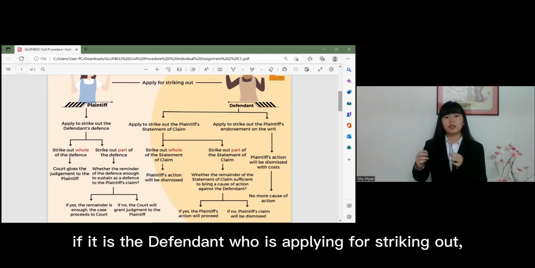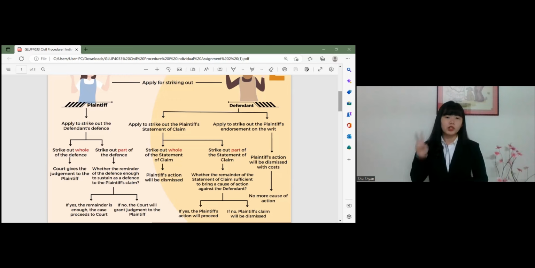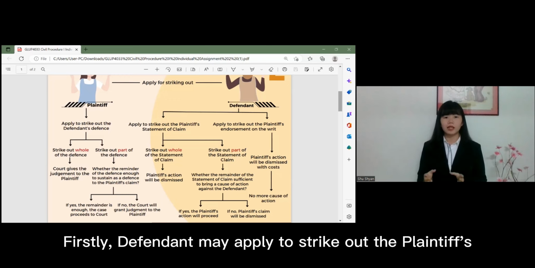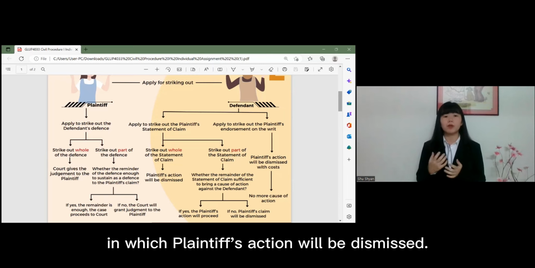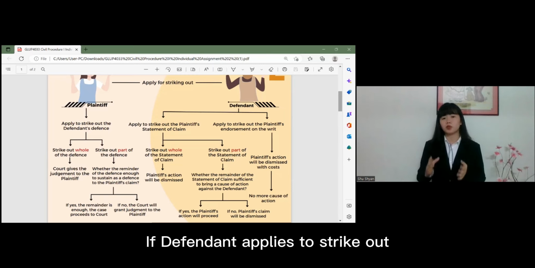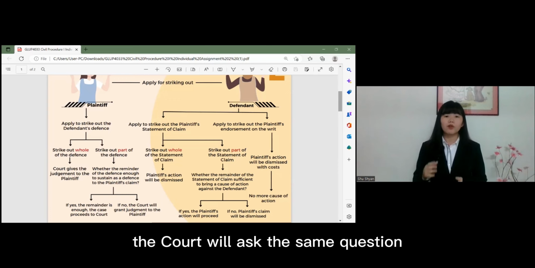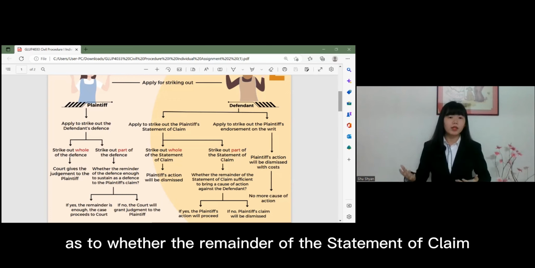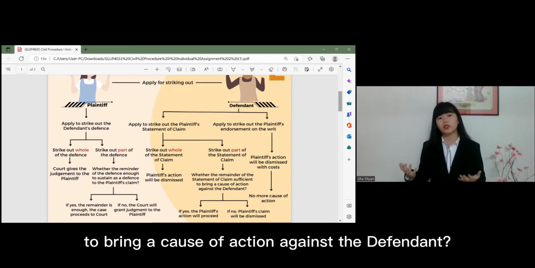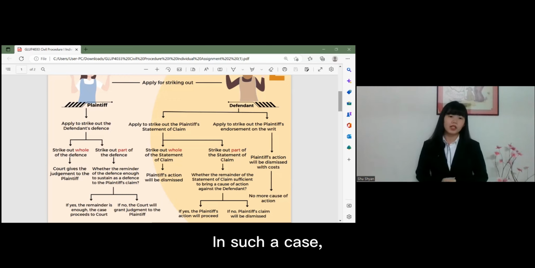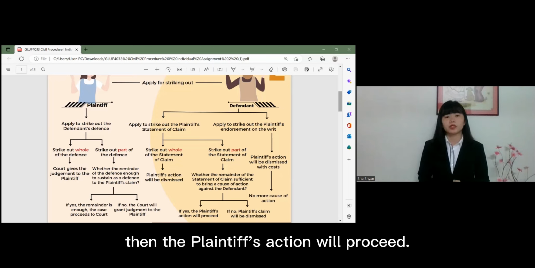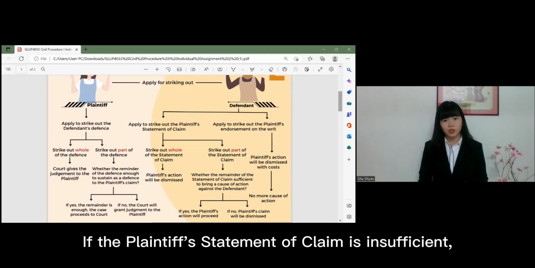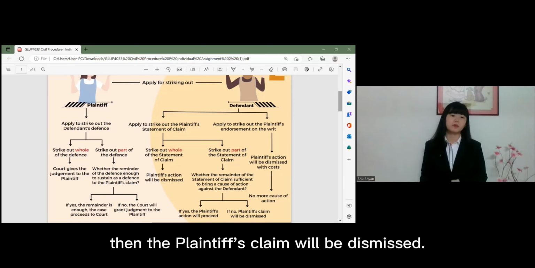Next, if it is the defendant who is applying for striking out, two possible applications could be made. Firstly, the defendant may apply to strike out the plaintiff's statement of claim, either whole or part of it, in which case the plaintiff's action will be dismissed. If the defendant applies to strike out part of the statement of claim, the court will ask the same question as to whether the remainder of the statement of claim is sufficient to bring a cause of action against the defendant. In such a case, if the plaintiff's statement of claim is sufficient, then the plaintiff's action will proceed. If the plaintiff's statement of claim is insufficient, then the plaintiff's claim will be dismissed.